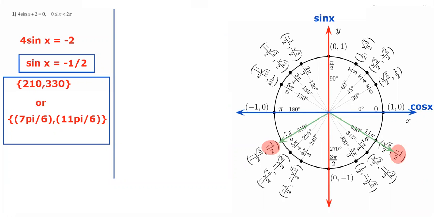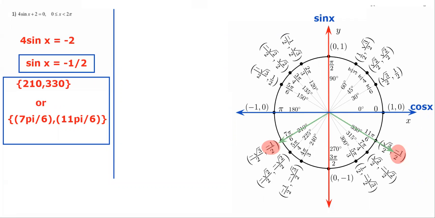Question number 1: 4 sine x plus 2 equals 0 for x equals 0 to 2 pi radians, which is the circle on the right. That's the reference unit circle. On the reference unit circle, the x-axis is cosine x and the y-axis is sine x. For this equation, we subtract 2 from both sides, and 4 sine x equals -2. Then divide both sides by 4, and sine x equals -1/2.